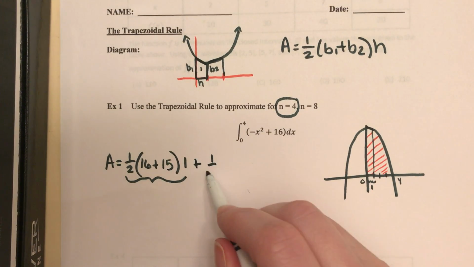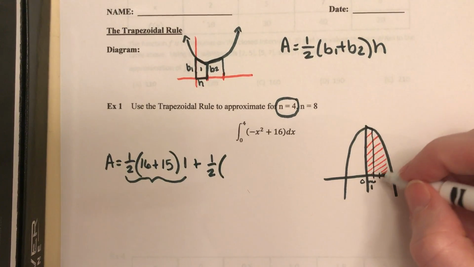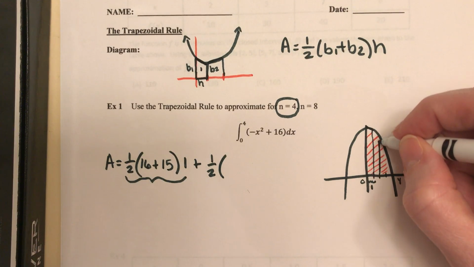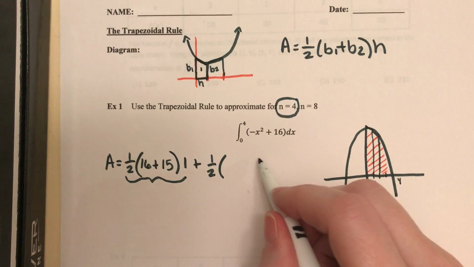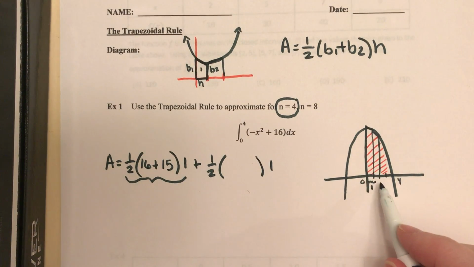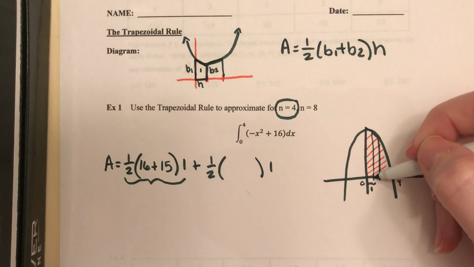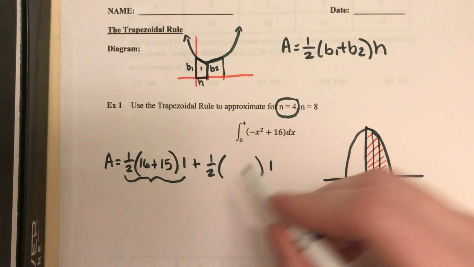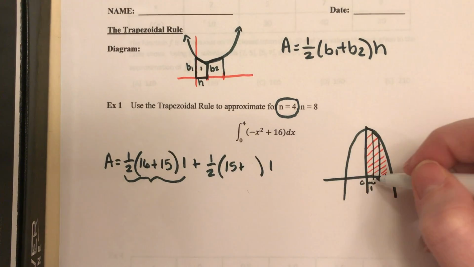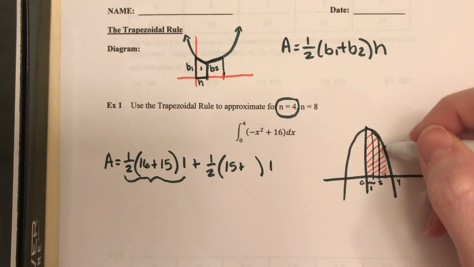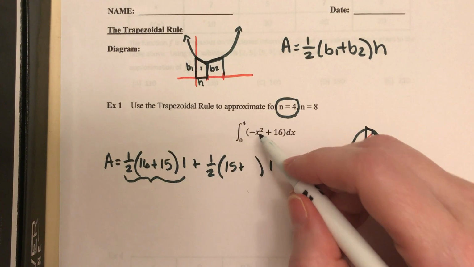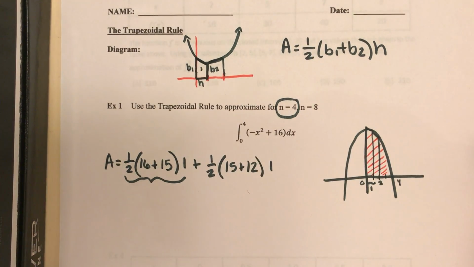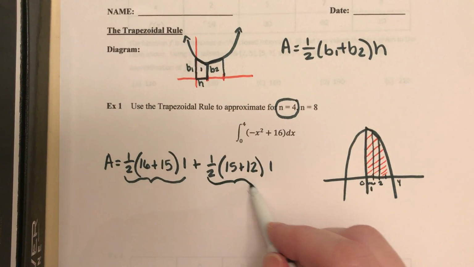Now I'm going to do the area of the second trapezoid. So the second trapezoid, if I draw that in, has a base of 1 again. The height, or base 1, at 1 is 15. And then at 2, that would be the next point there. If I plug 2 into this formula over here, that gives me 12. So that's my second trapezoid.